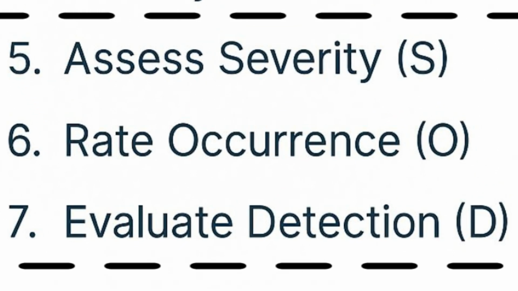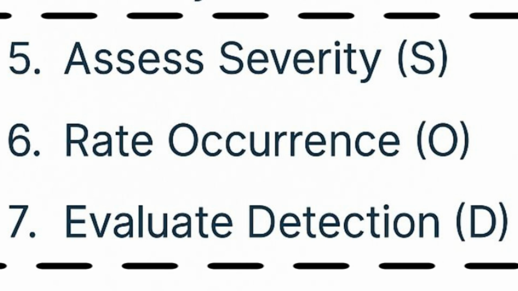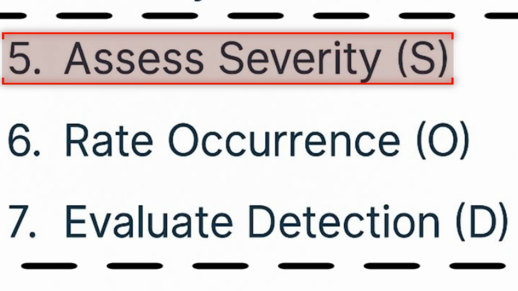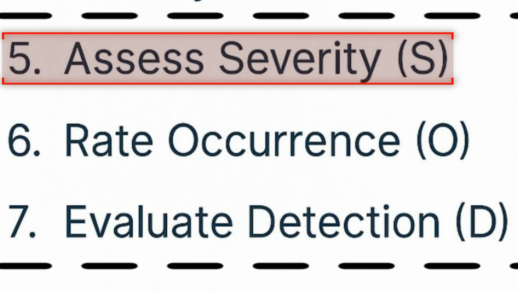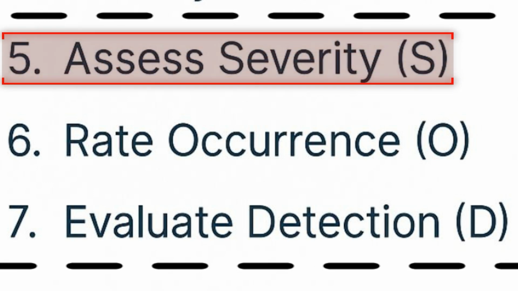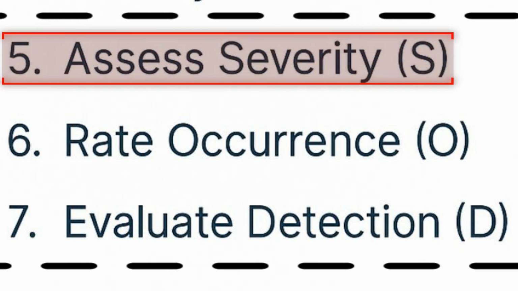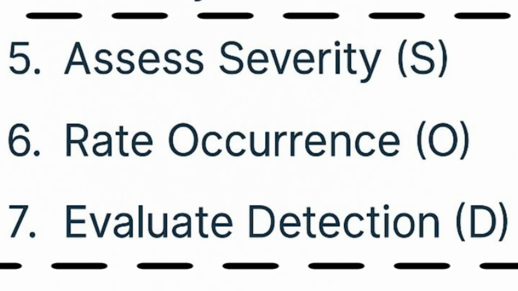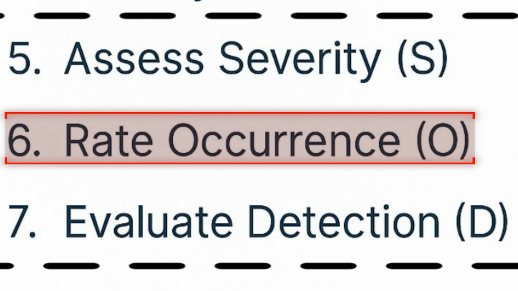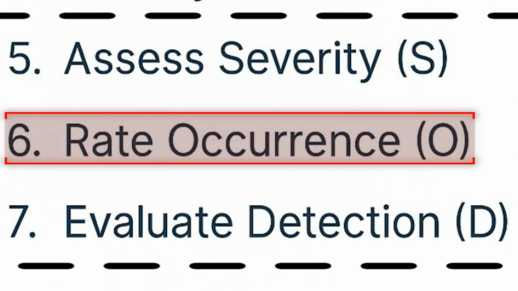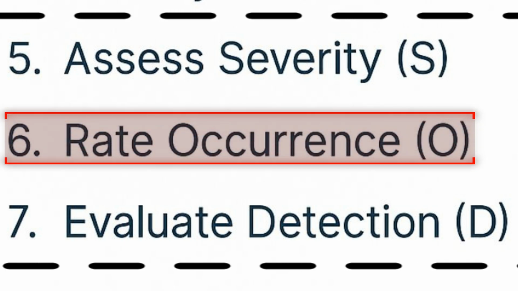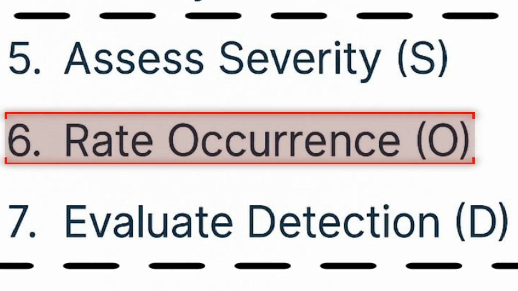First, we will be rating the severity of that failure, that is, how bad this failure will be for our machine, or you can say for our process. Once we have rated the severity, we will be rating the occurrence, or you can say the probability of failure. You can ask the question: how often do we think this failure will happen? Based on that we will be rating the occurrence.